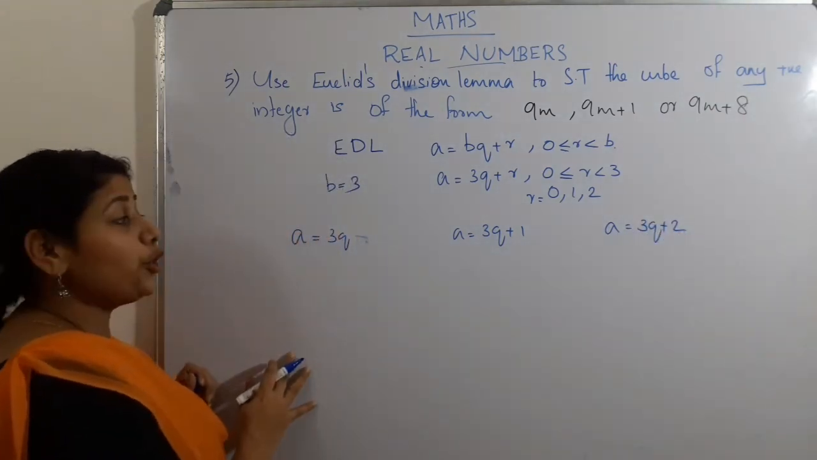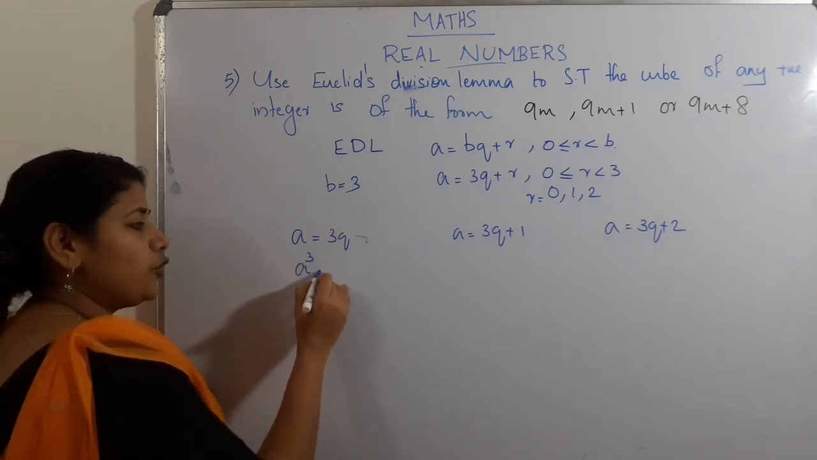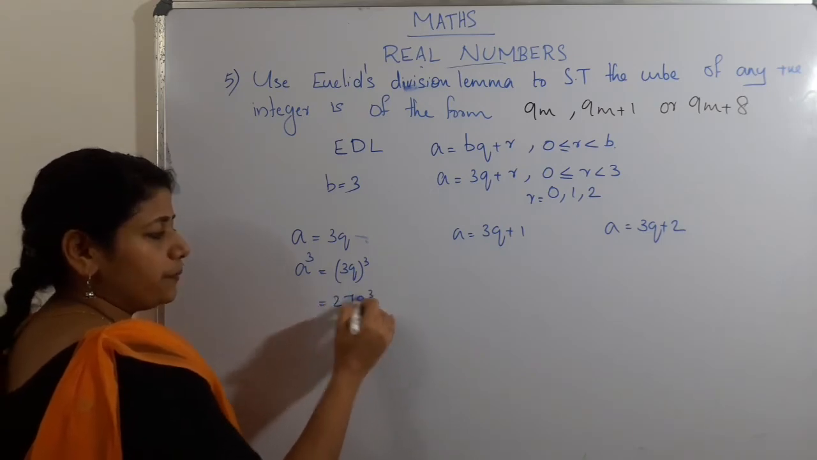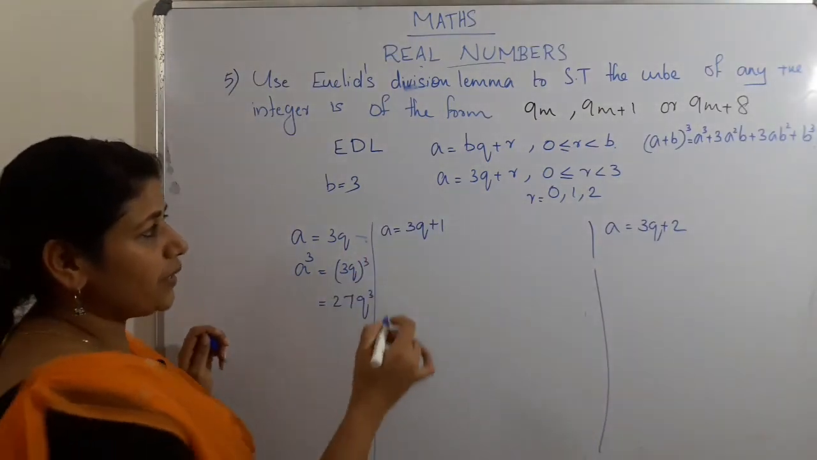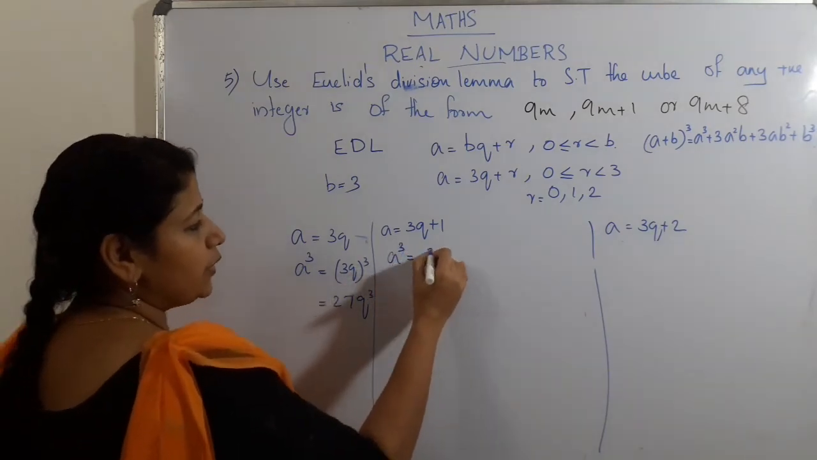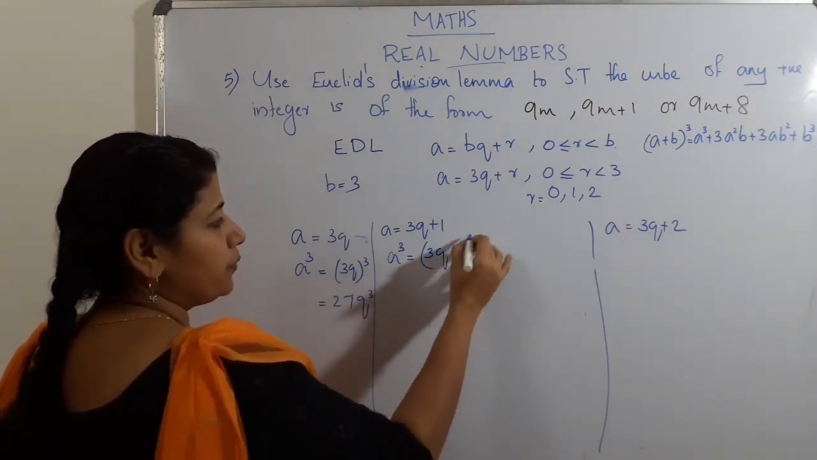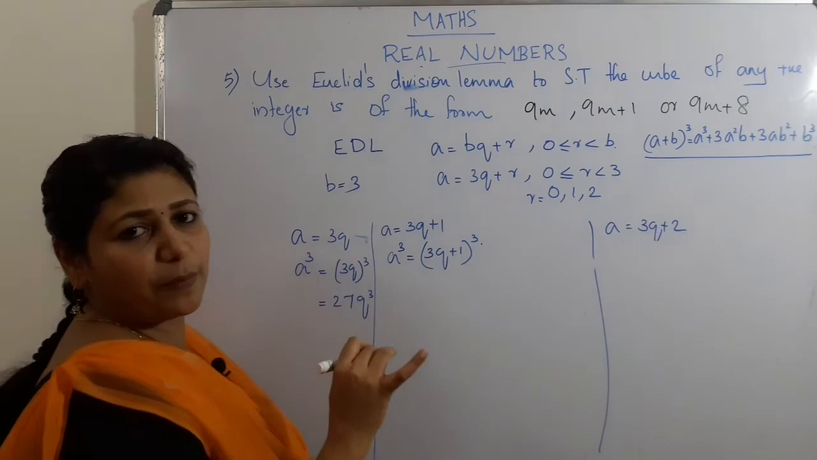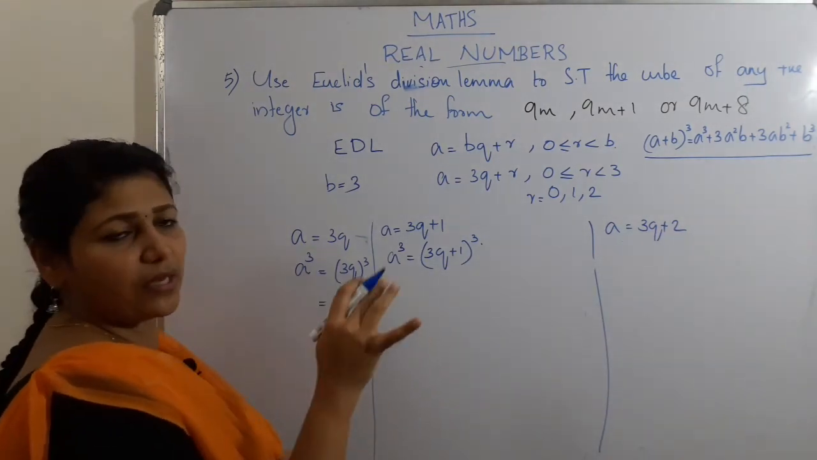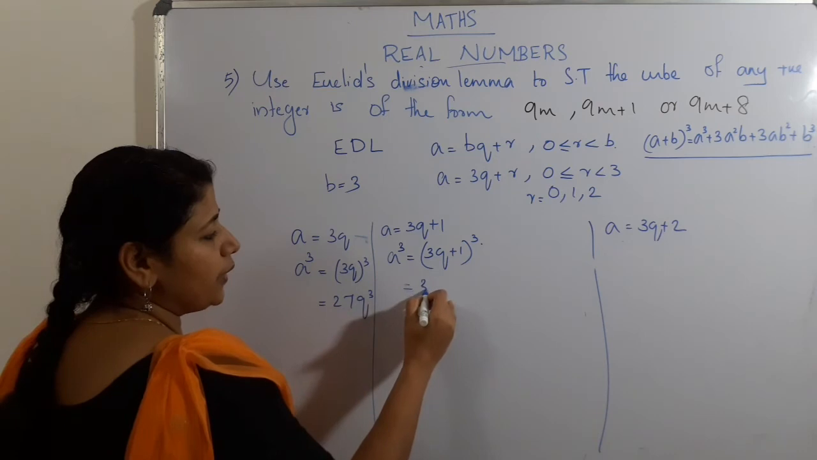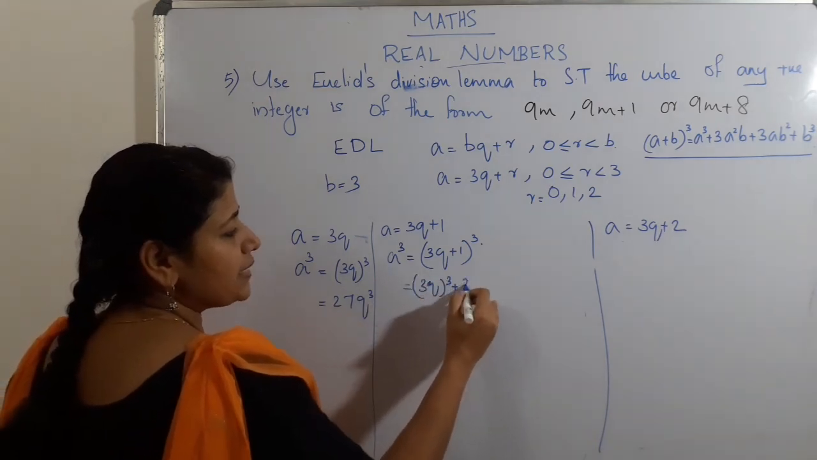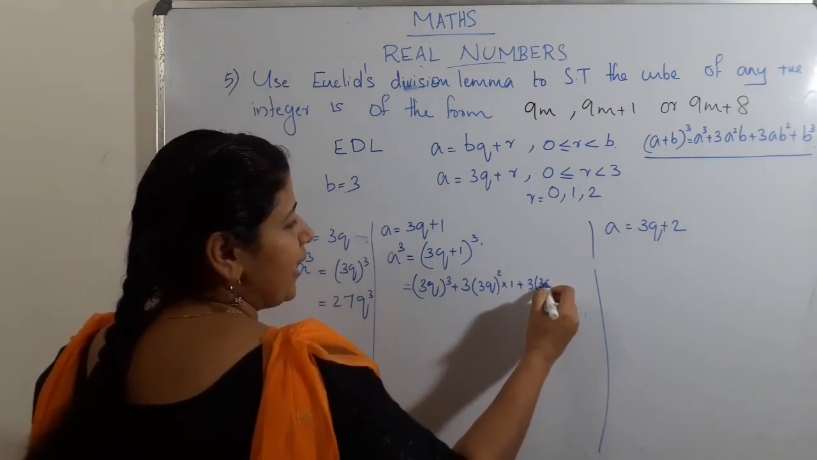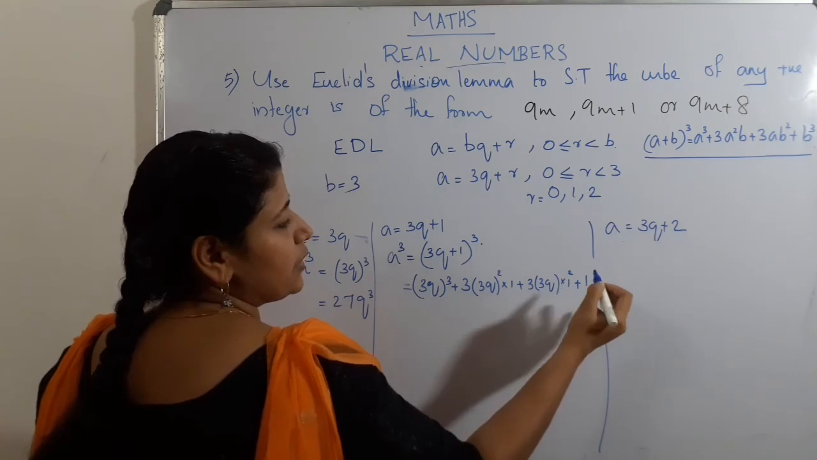Now we want to find out the cube of this number. A cube equal 3q whole cube. 3 cube is 27 q cube. Second case, a equal to 3q plus 1. Just cube. A cube equal to 3q plus 1 whole cube. So here we are using this formula. A plus b whole cube equal a cube plus 3a square b plus 3ab square plus b cube.